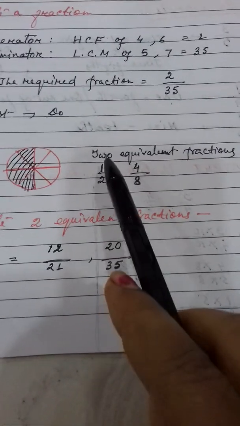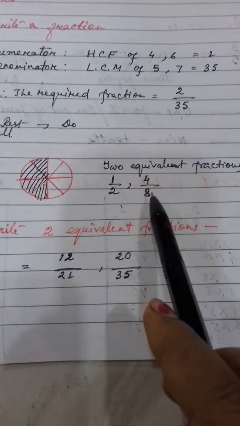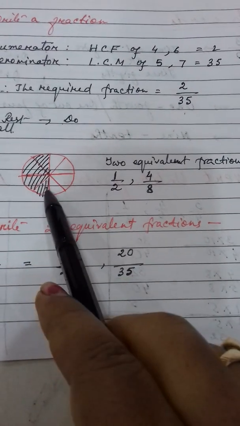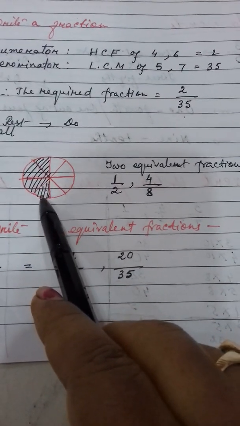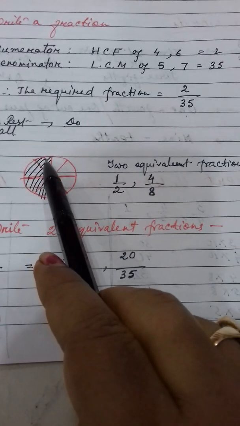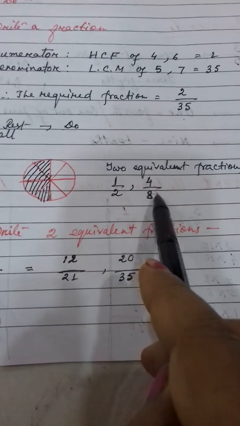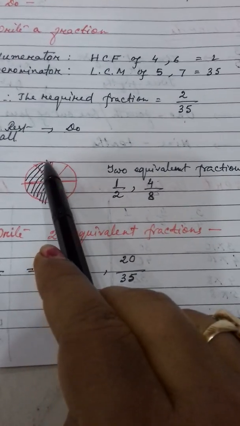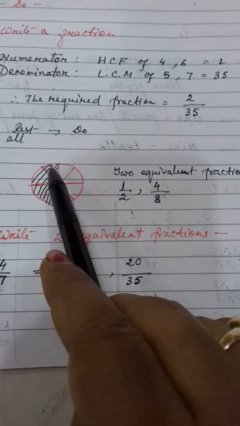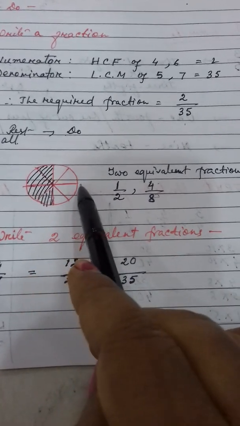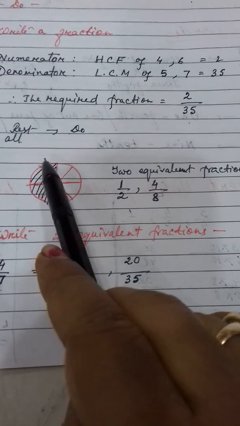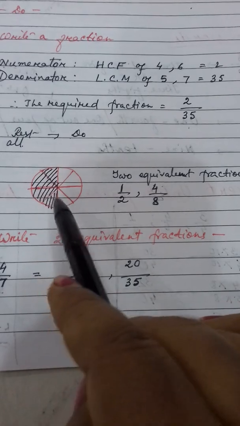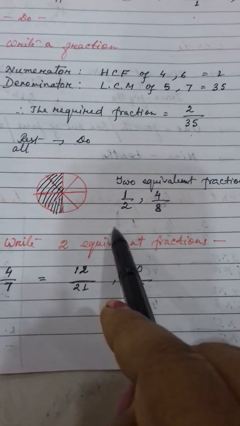1 by 2. That means 1 by 2 and 4 by 8. Understood or not? How to do? First individually, or you can consider the together one also. If you consider individually, out of total 8 parts, 1, 2, 3, 4, 4 parts have shaded. And when you consider together, you total 8, you make it 2 equal parts. So out of 2 equal parts, 1 complete part, that means 4 shaded, you will consider as 1. So that means 1 by 2.